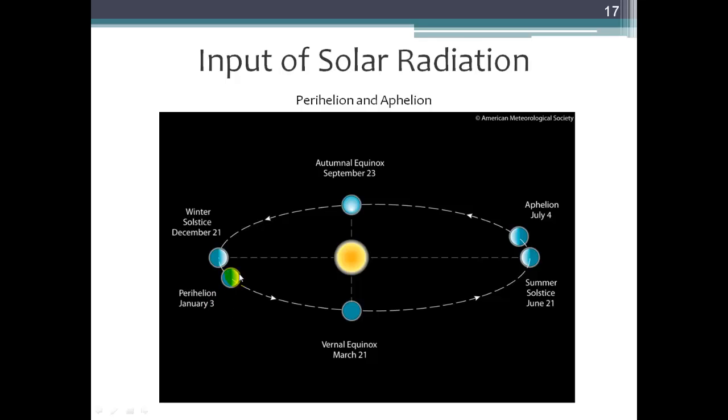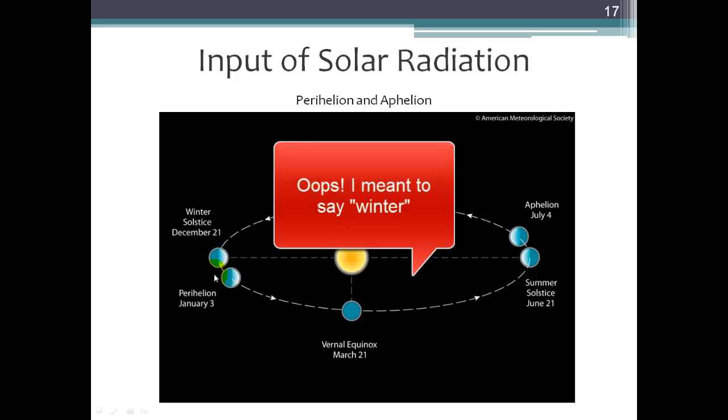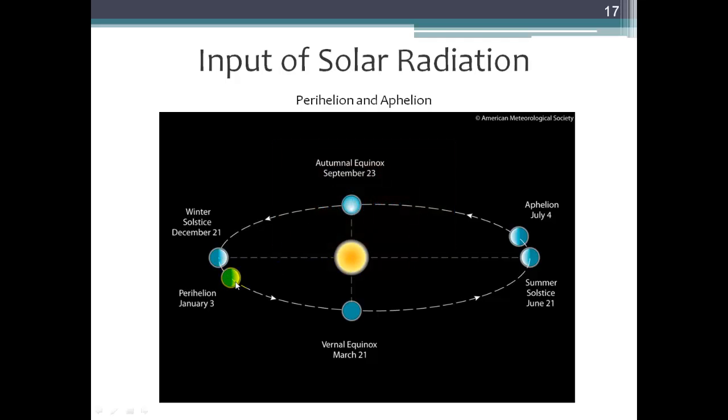When it's at its closest point, this is called perihelion, closest to the sun. It happens on January 3rd, which is our northern hemisphere wintertime. So clearly, when the Earth is closest to the sun, it does not mean that it's going to be hotter.